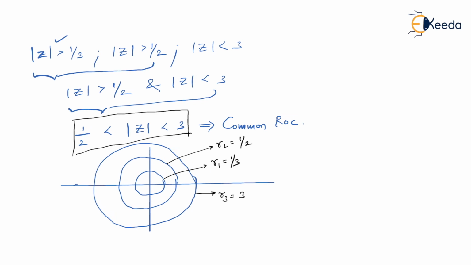Therefore, the ROC will be a common area between two circles, that is greater than 1 by 2, outside 1 by 2 but inside 3. Then it would be this area. So this is a common area, or it is considered as the common ROC. Is that right? This is the first time it has happened that it is neither outside the circle nor inside the circle. It is between two circles. Then it is considered as a non-causal function. It is neither inward nor outward. It is between two circles.